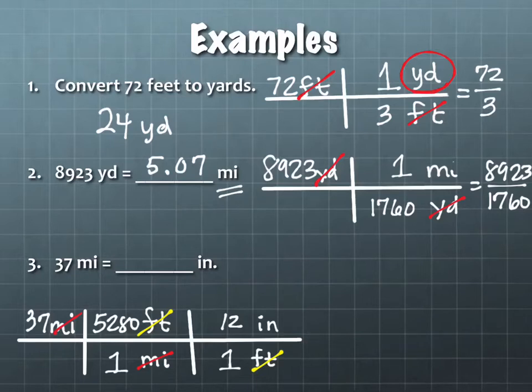This one's actually really nice because it's only got the number 1 on bottom. I'm not going to have to do any dividing. The number is going to be a large number, though. So we need the numbers 37, 5280, and 12 all multiplied together. Can somebody tell me what you get? I'll start you out. It's a 2 first.